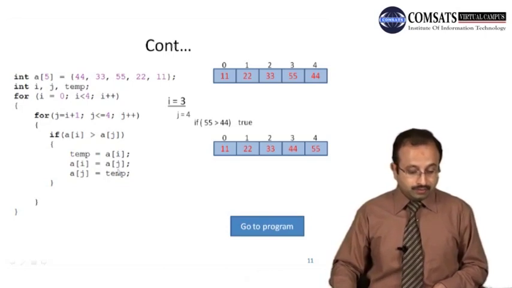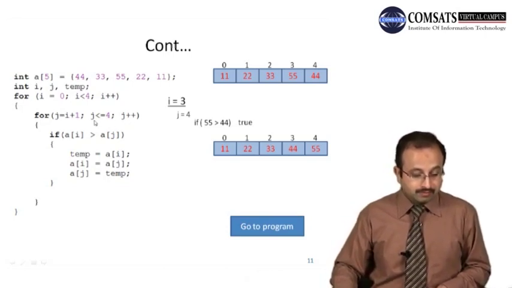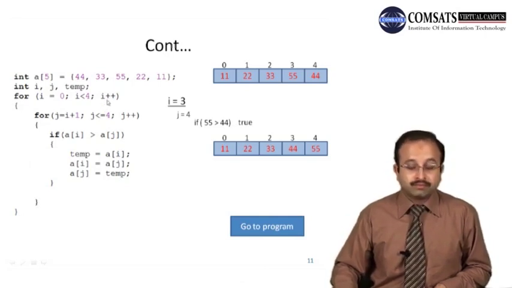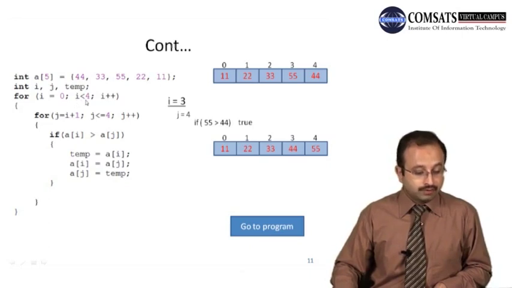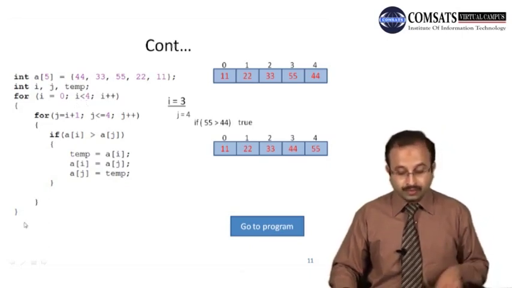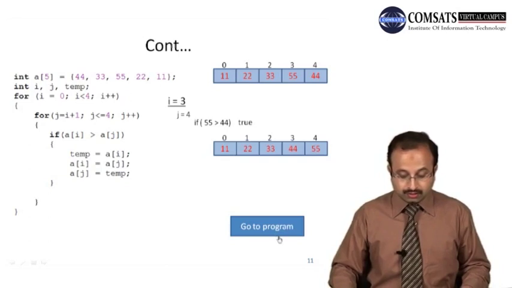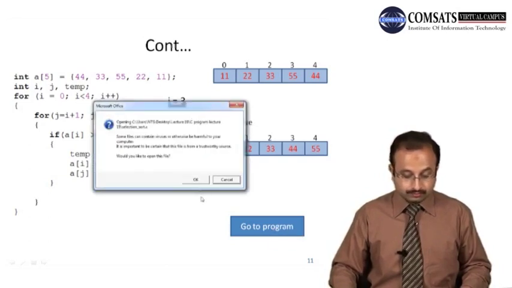So this is the end of the program. The value of j is incremented, it becomes 5, the condition becomes false, it comes outside the loop and increments the outer loop counter. The outer loop counter will become 4, 4 less than 4, the condition is false, it comes outside the for loop. Now the array is sorted. Let's go and see the program.